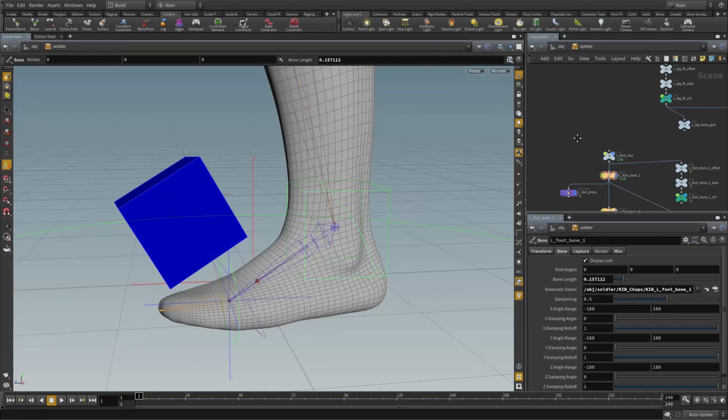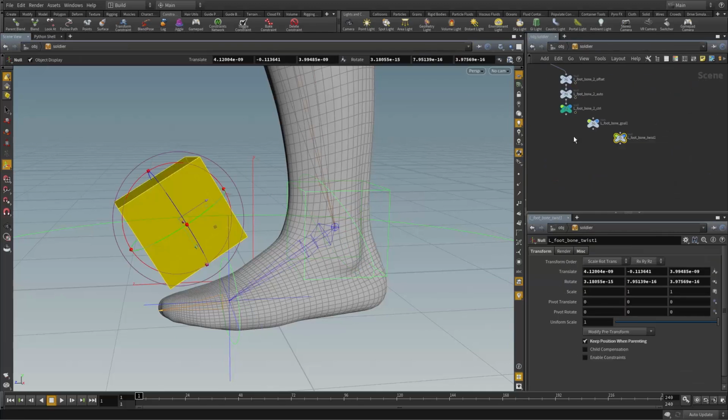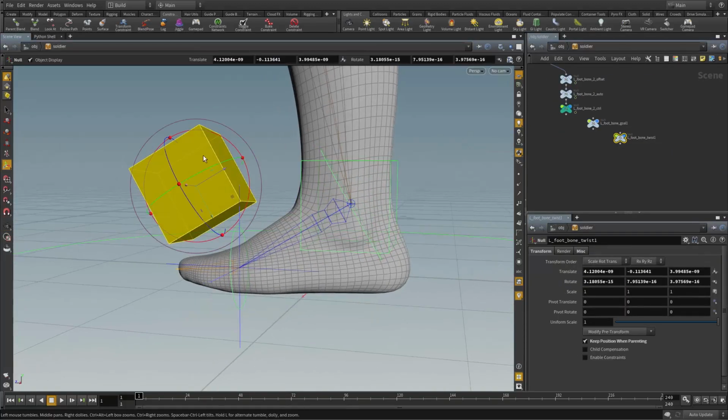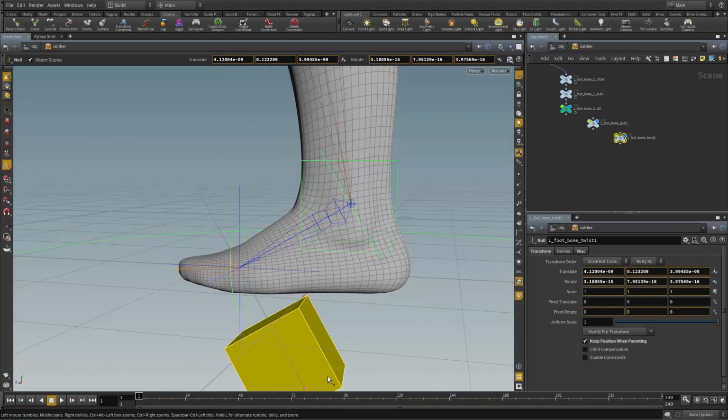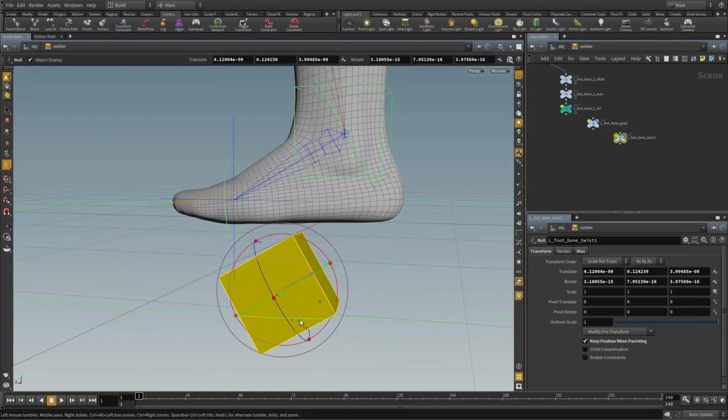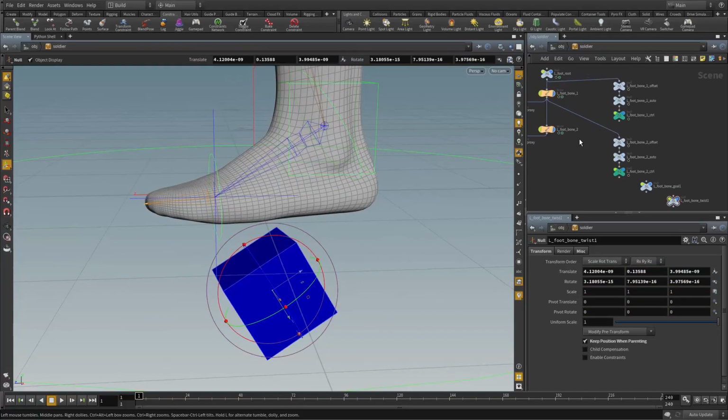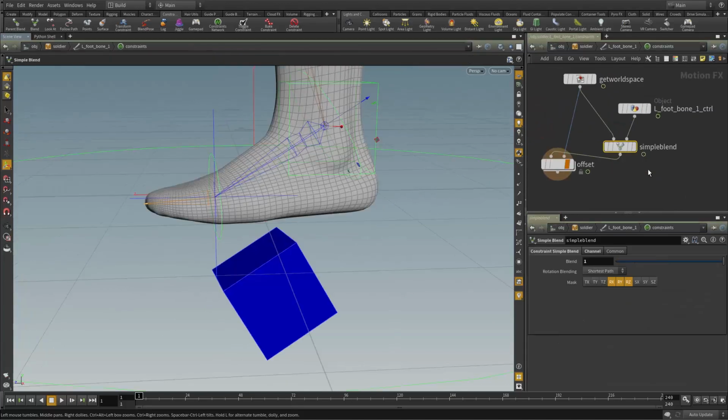We'll go back up to the object level. Take that twist bone, and this time, instead of going above the bone, we'll just drag it below. And it doesn't really matter where you put it. You can put it just somewhere here. Now we can go back to the constraint. And when we blend this off, the bone stays right where it is. So that's what we want.